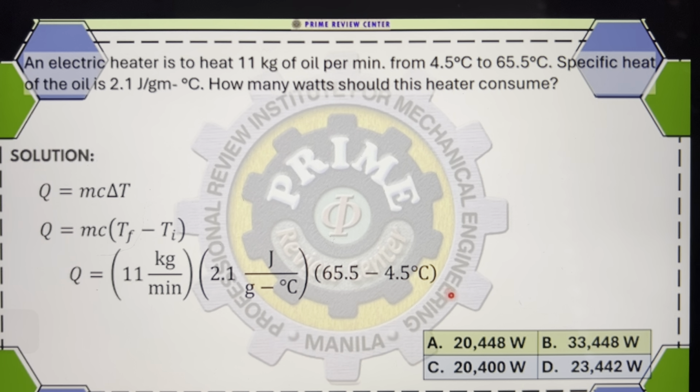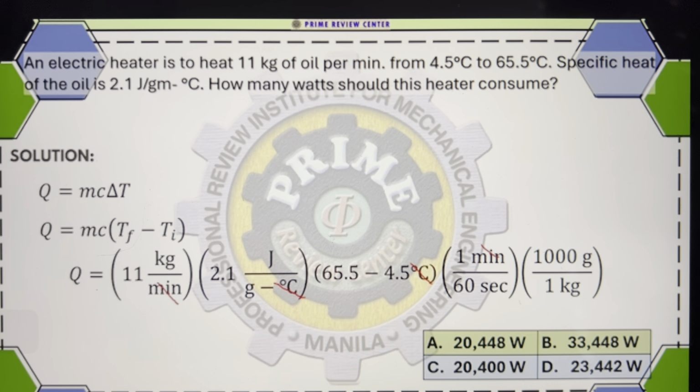So, from the choices, ang kailangan na unit ay watts. Pero pag tinignan mo yung units, ang magka-cancel lang dyan, Celsius. So, anong kailangan gawin? Convert yung minutes into seconds. So, 1 minute, divide ng 60. So, per second na siya. Joule per second. Watts na yan. Yun nga lang may kilogram pa siya kasi gram. So, convert lang natin yun. 1 kilogram is 1,000 grams. Multiply lang. So cancel out yung gram, joule per second yung matitira, that is watts.